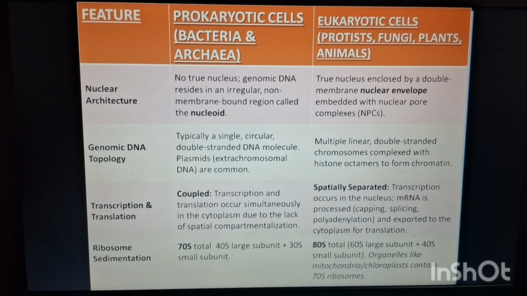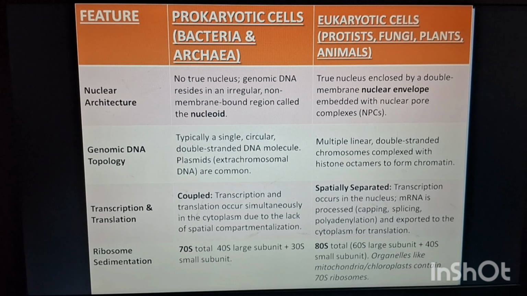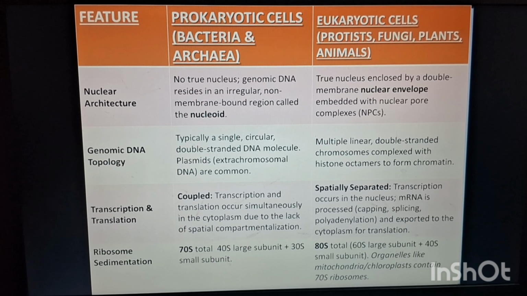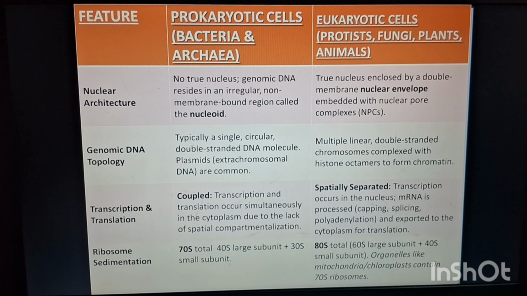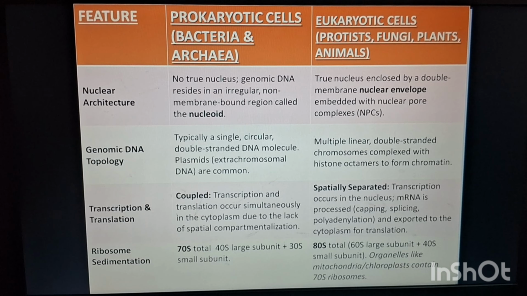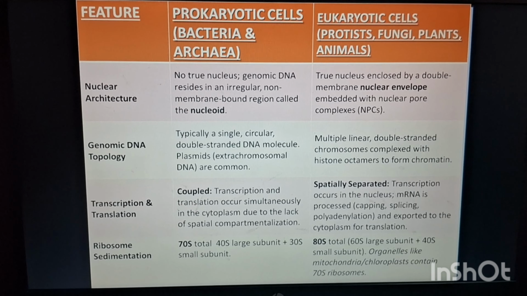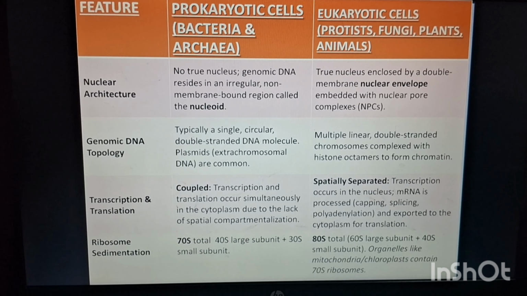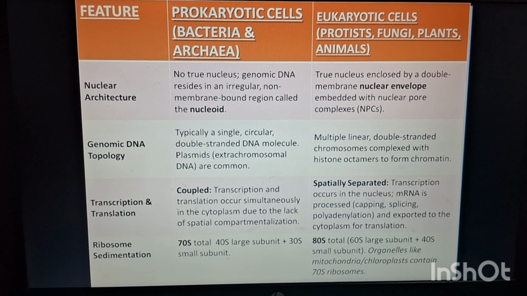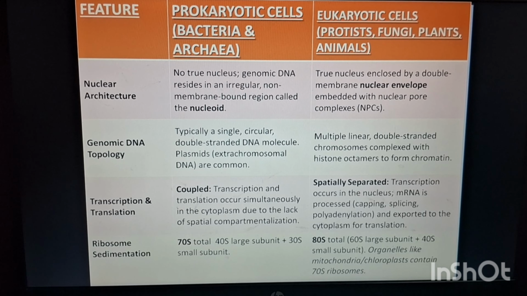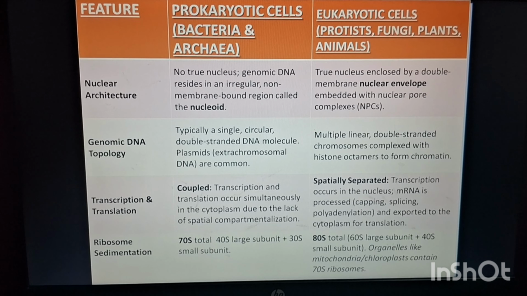Next feature, ribosome sedimentation. In prokaryotic cells, 70S ribosomes are present, that is a 50S large subunit and a 30S small subunit. And in eukaryotic cells, ribosomes are found as 80S, that is a 60S large subunit and a 40S small subunit. Organelles like mitochondria and chloroplast contain 70S ribosomes.